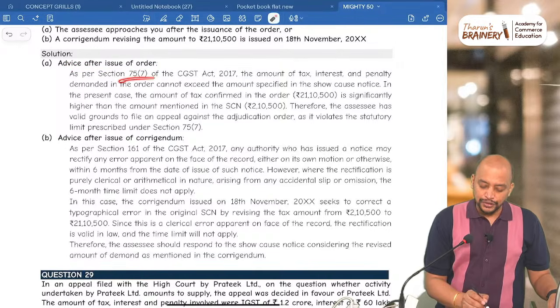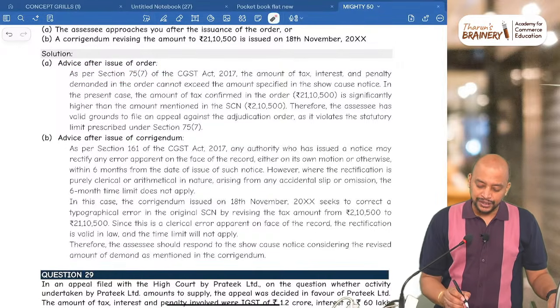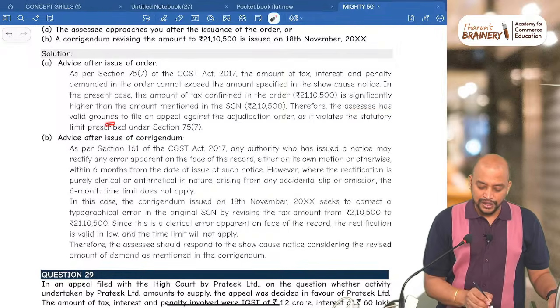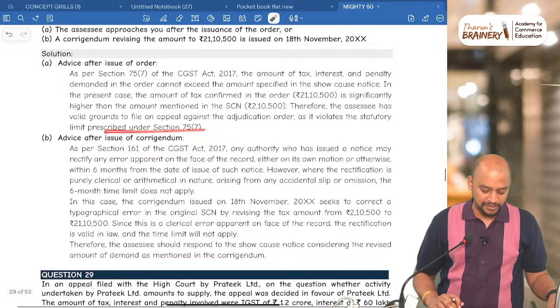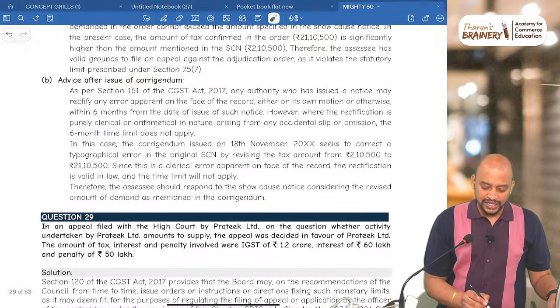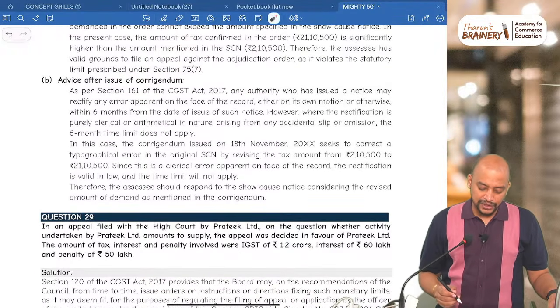So 75 you need to invoke and you need to tell the amount in the order cannot exceed the amount in the notice. So therefore the SC has valid grounds to file appeal against the adjudication order as it violates the statutory limit prescribed. Suppose after corrigendum, section 161, rectification of errors.